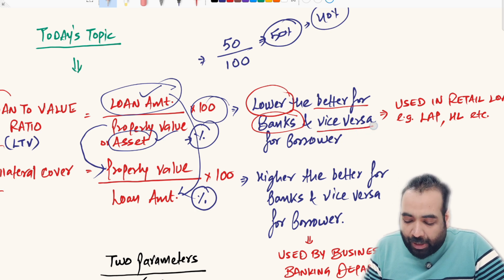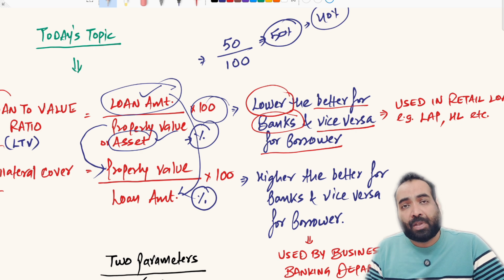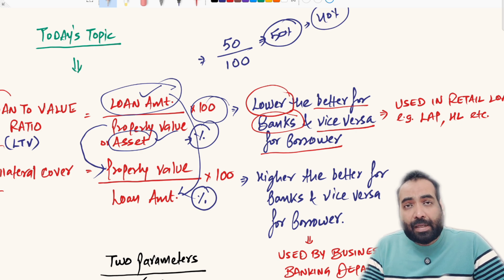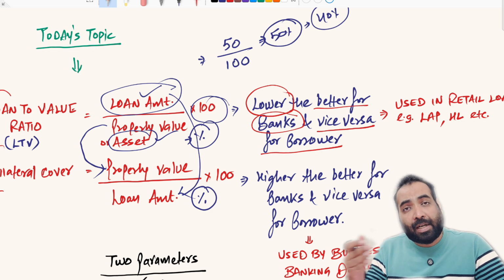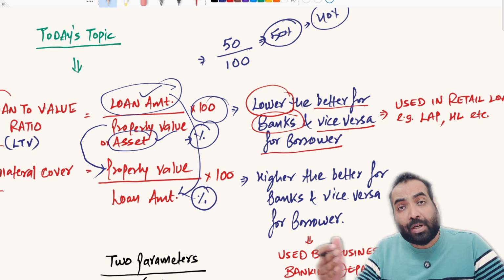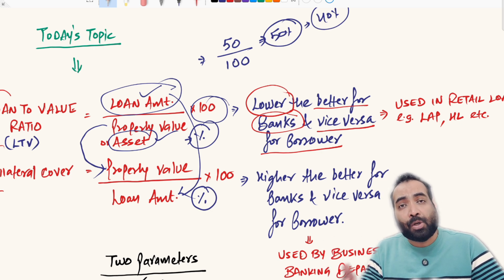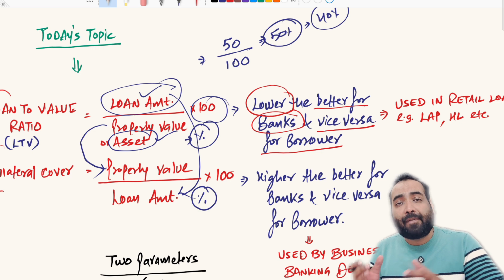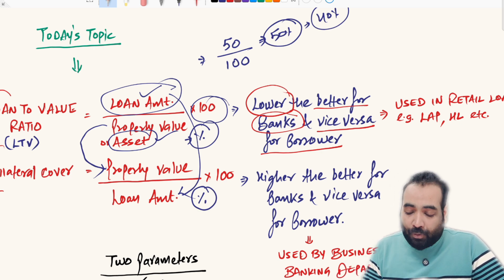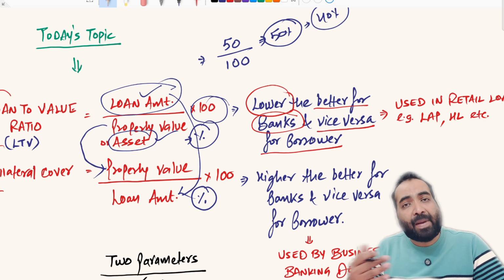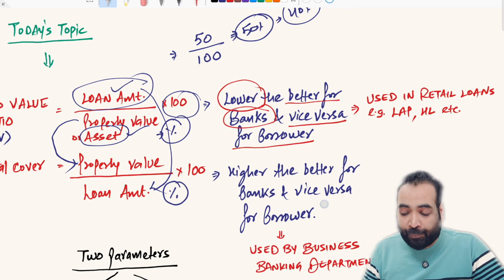But it is totally vice versa for the borrower. If the borrower is getting only 30% loan for 100 rupees, 30 rupees loan for 100 rupees property value, then he is not properly discounting the value of property in the form of loan from the banks. So the lower ratio is not beneficial for the borrower. The borrower will be more benefited if he gets more loan on his property value, right?